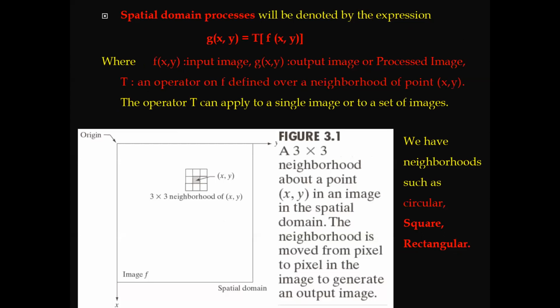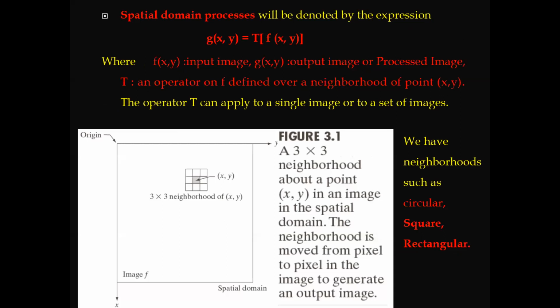Spatial domain process will be denoted with an expression g of x comma y equals T of f of x comma y. Here f of x comma y is the input image, g of x comma y is the output image, or we can say the processed image, and T is an operator on f, defined over a neighborhood of a point x comma y. The operator T can also be applied to a single image or to a set of images.